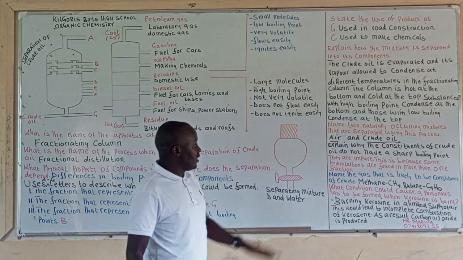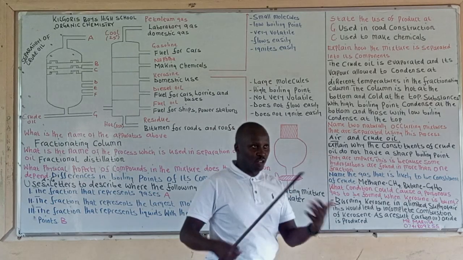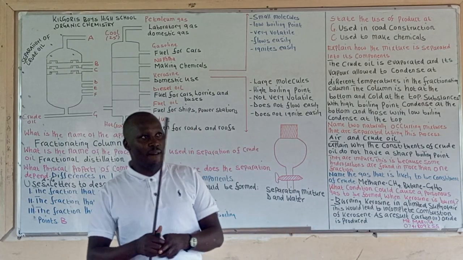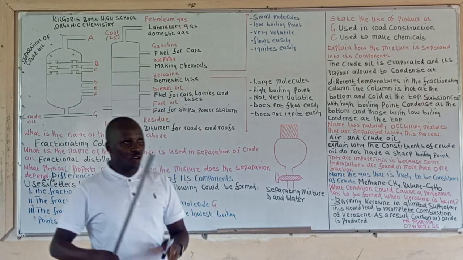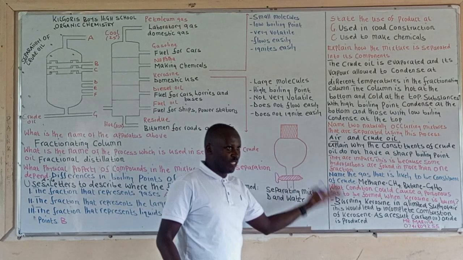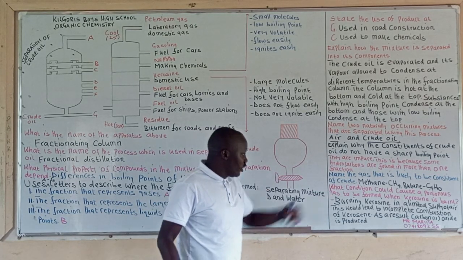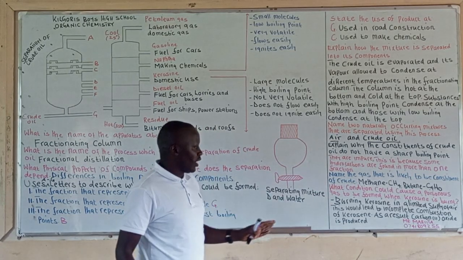Name the gas that is likely to be a constituent of crude oil. Gases which are constituents of crude oil, you can talk of methane gas, ethane gas, butane, or propane. You can name any.